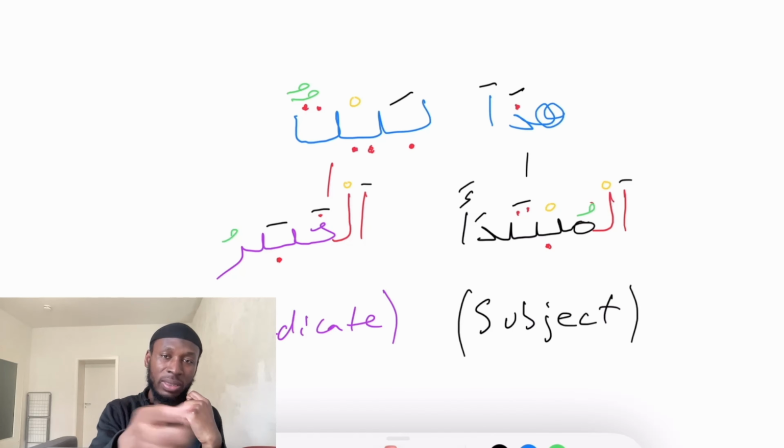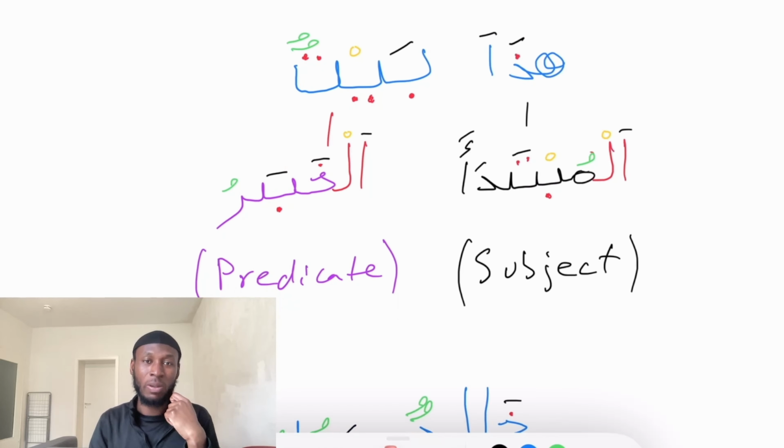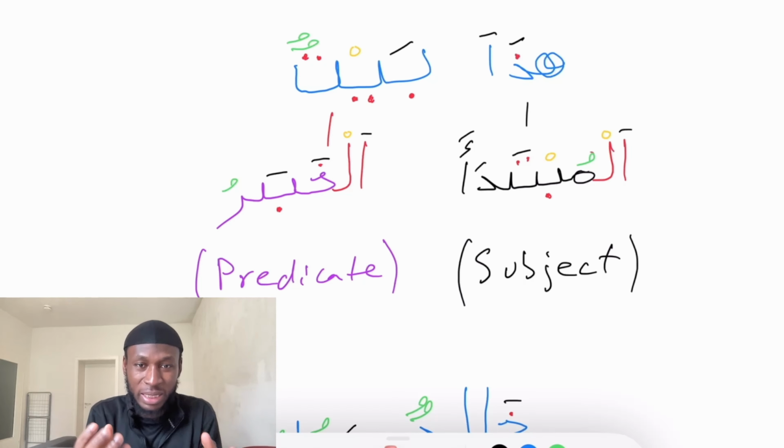So mubtada, and al-khabaru is our predicate. What is the meaning of mubtada? Mubtada means something that begins, something that begins the sentence. That's the meaning of mubtada. And al-khabar means news. So mubtada is what you begin something with, and khabar is the news.